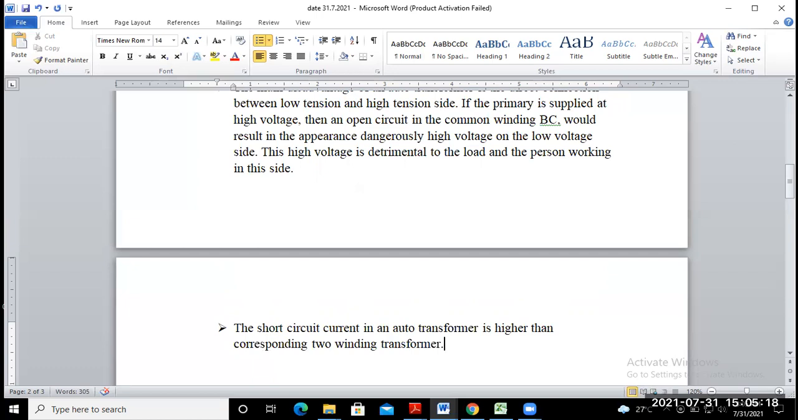So these are the disadvantages of the auto transformer. Just keep in mind these points, advantages and disadvantages. Next, we would like to explain the equivalent circuit of the auto transformer.